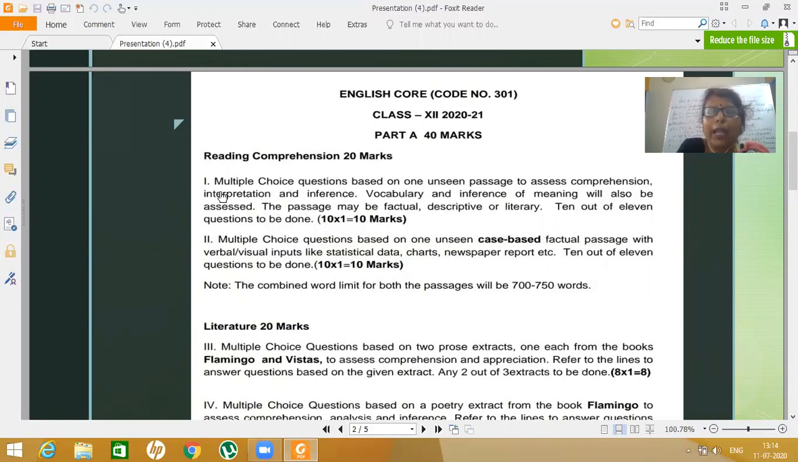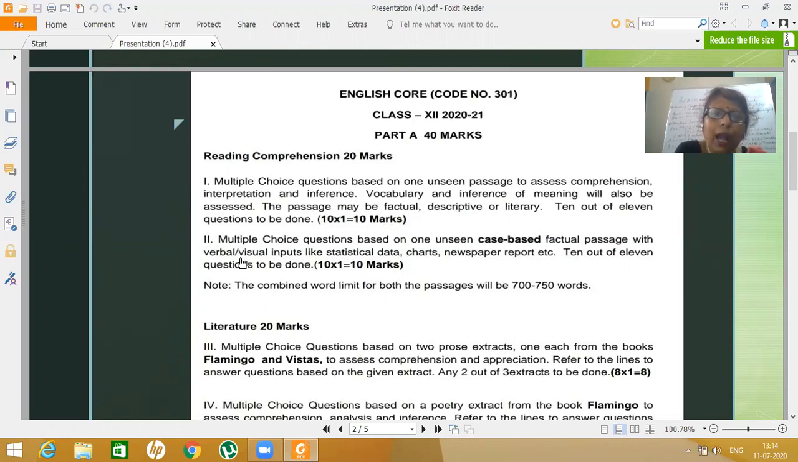Now the first question, as you can see, will be from an unseen passage, okay, to assess comprehension, interpretation and inference. Vocabulary and inference of meaning will also be assessed as you used to get earlier, so not much of any change you are getting in this. And the passage may be factual, descriptive or literary, and you will be given 11 questions, out of which you have to attempt 10. So 1 mark each, 10 into 1, 10 marks you can see.